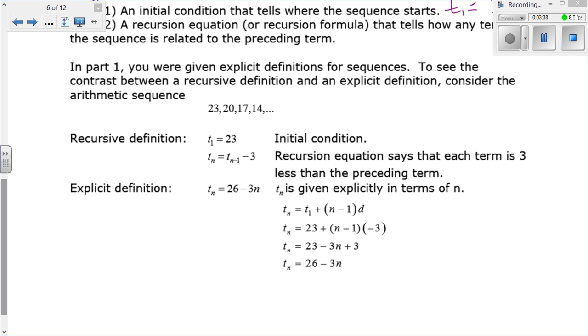So that means I'm going to use my t sub n equals t sub 1 plus n minus 1 times d formula. D in this case, because I am subtracting 3 every time, would be negative 3. And then I just distribute my negative 3. So I get negative 3n plus 3. Combine my terms, I get 26 plus negative 3n. This will allow me to find any term at any given time. I do not need to know the one preceding it to find it. Recursive means I have to use the preceding term.